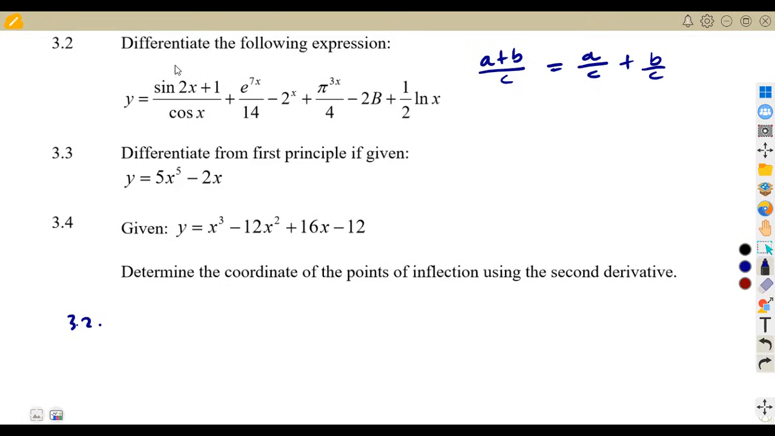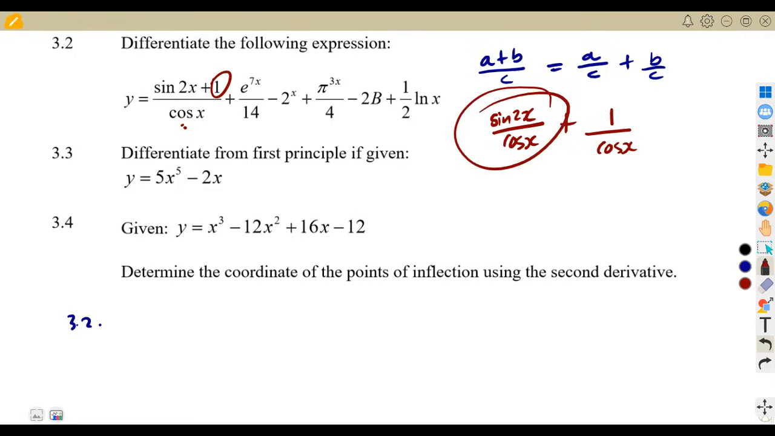So if I am given the sine of 2x plus 1 over the cos of x, I'm going to separate this as the sine of 2x over the cos of x. Take note of this. Plus, I move on to the 1. So it's going to be 1 over the cos of x also. I have separated this part. But still, look what I'm having here. It's a complicated part again, which I have to separate.